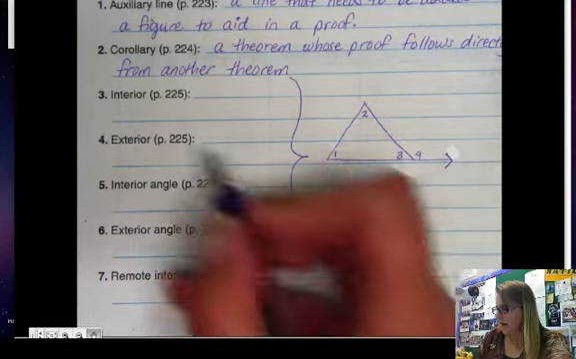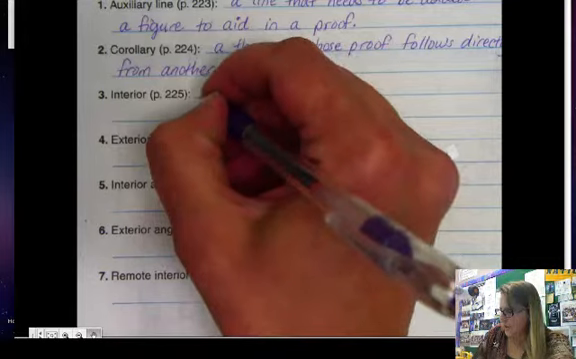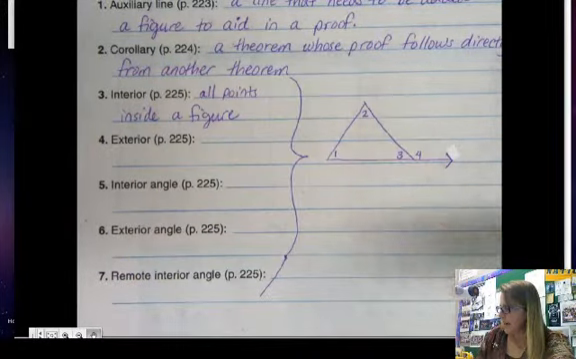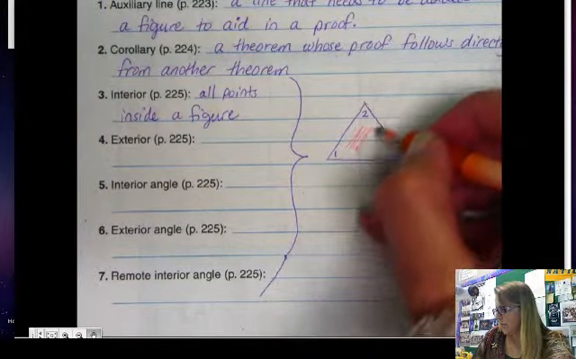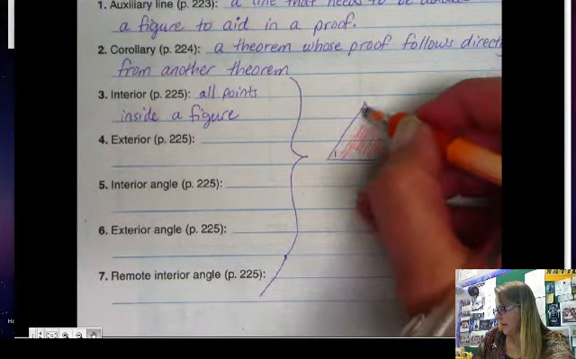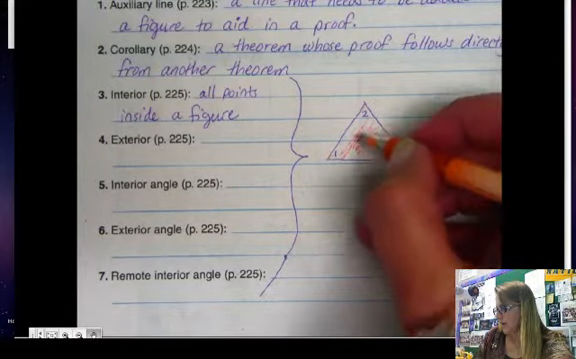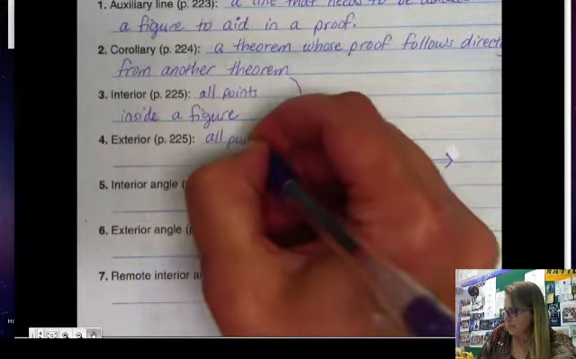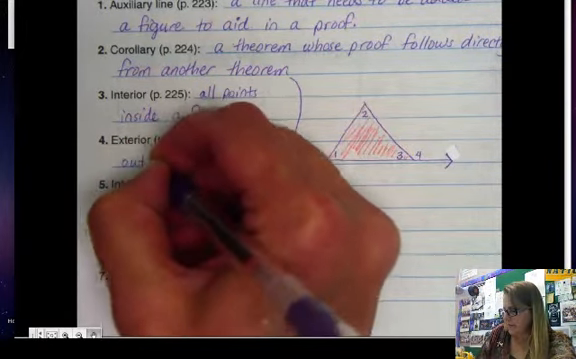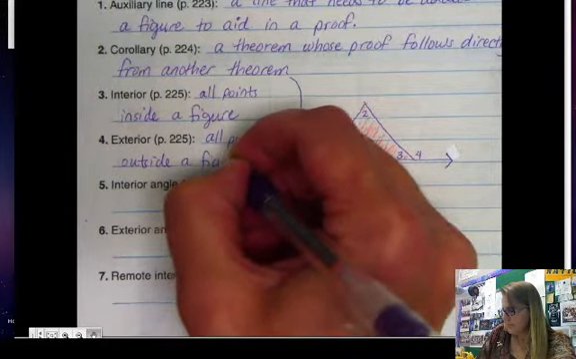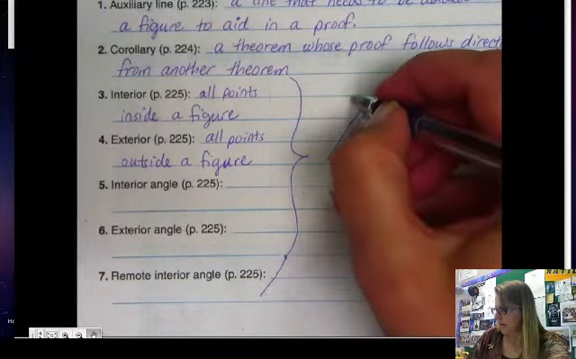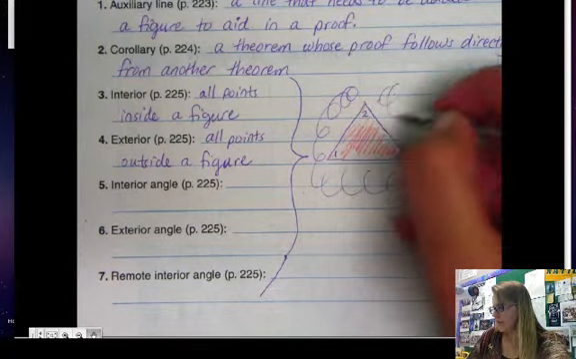The interior of this triangle here is all points inside a figure. So in our example here, everything here would be interior, all the points on the interior of the triangle. The exterior is all points outside a figure. So the outside points would be everything else. So it would be all of this stuff out here. Everything else outside the triangle.